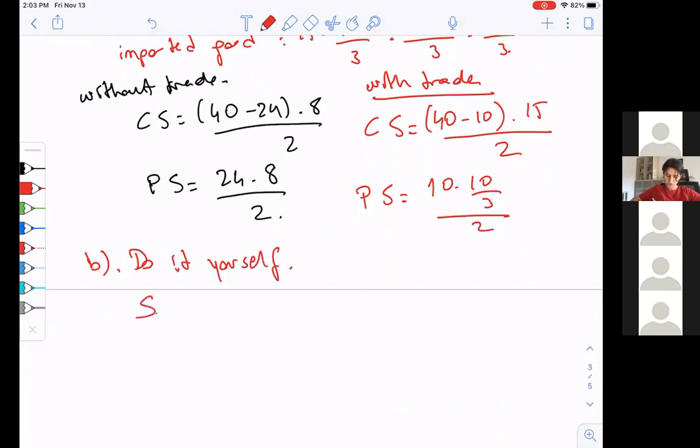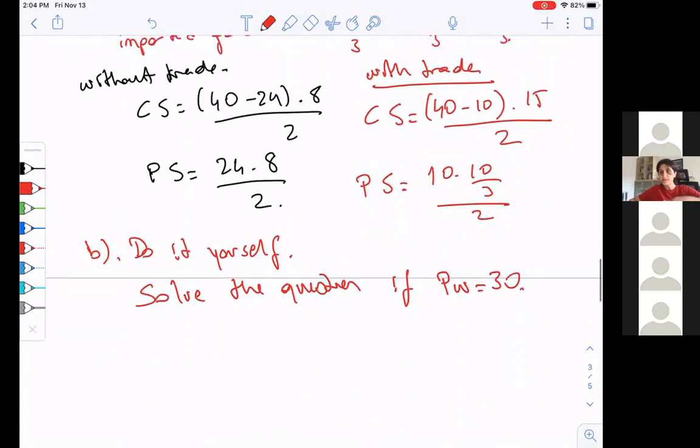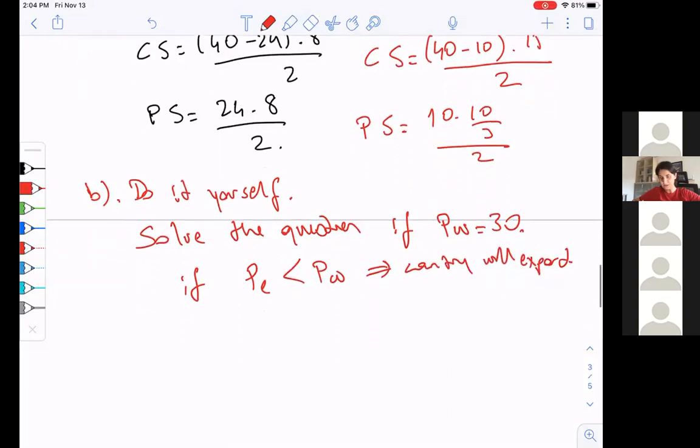Also, solve the question if the world price is, ne olsun, 30 olsun. World price is 30. Now this time the equilibrium price in the country is below the world price. Then it means that this country has a comparative advantage in producing this good, and it's better to export. If the price in the country is below the world price, then the country will export. Do this exercise with this one as well.